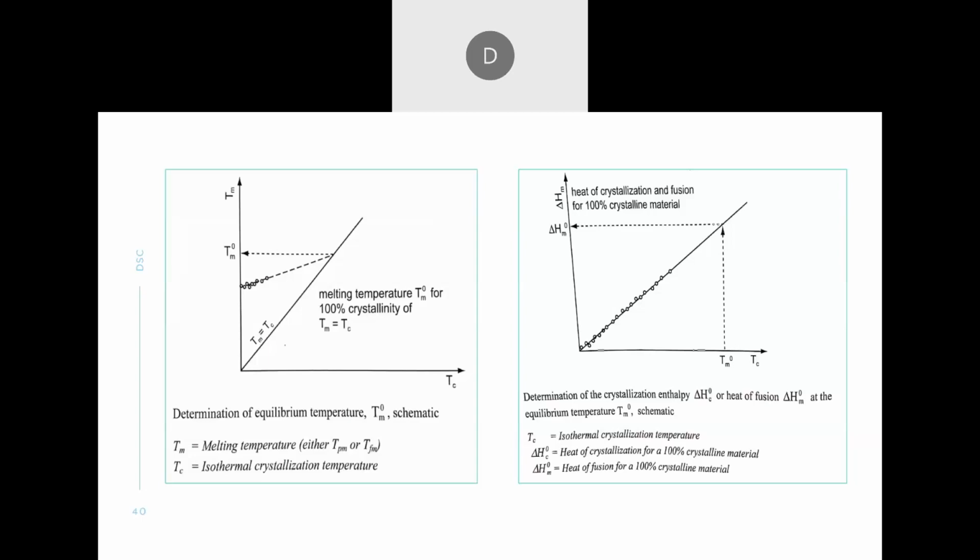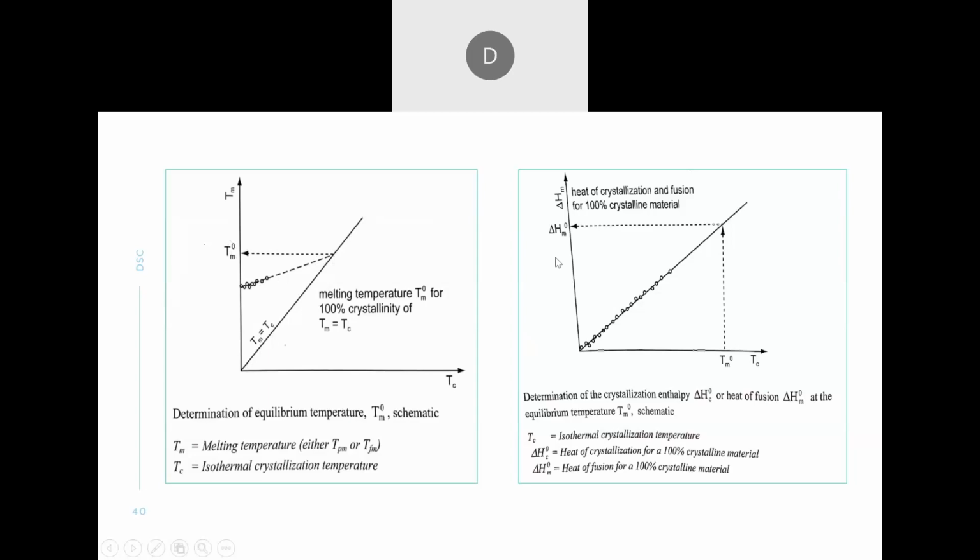And if we plot the data points Tm versus Tc, these are the data points which we would be getting from the experiment. Now, as I said earlier, for 100% crystalline material, Tm is equal to Tc. So this is nothing but the y equal to x line. When I extrapolate these data points, they intersect the y equal to x line. Whatever the corresponding y value I am getting, that is Tm naught. So I have got the value of Tm naught.